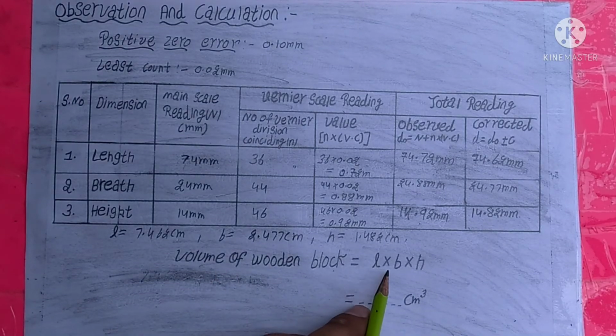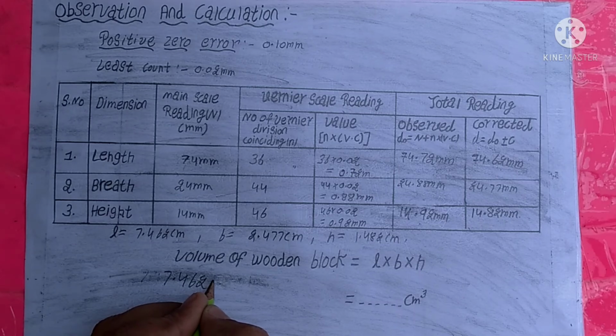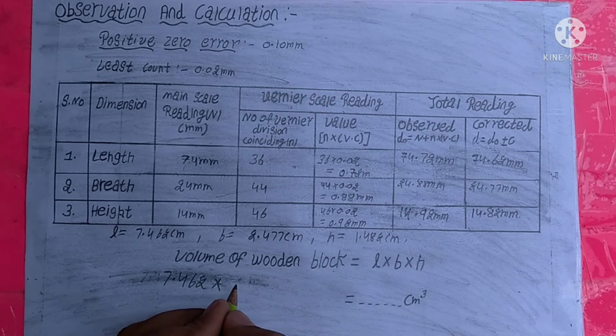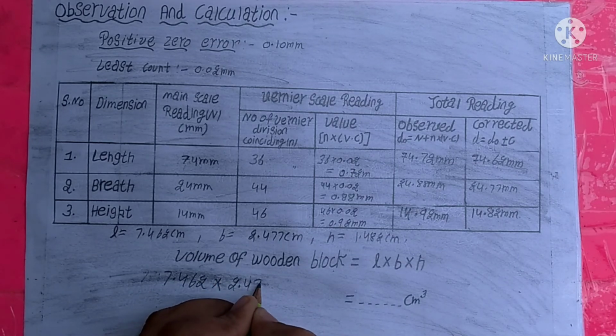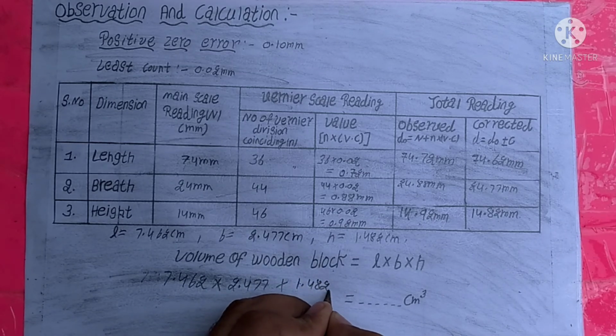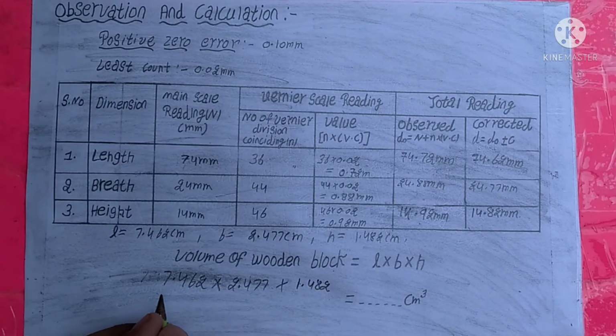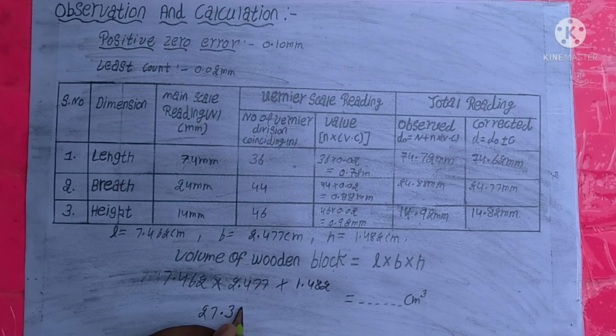Just multiply the length, breadth and height with each other. So our length is 7.462 centimeter multiplied by breadth 2.477 multiplied by height 1.482. Now when we solve it, the result comes out to be 27.3923 centimeter cube. So this is our volume of the wooden block.